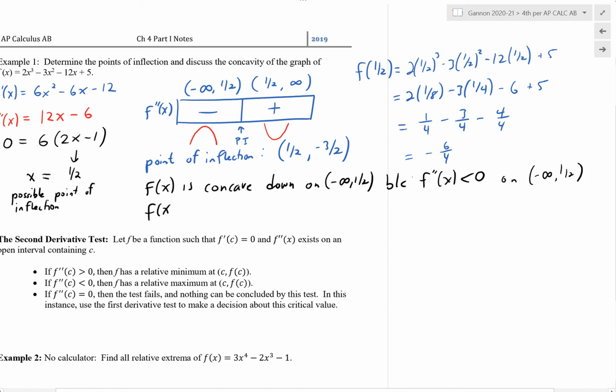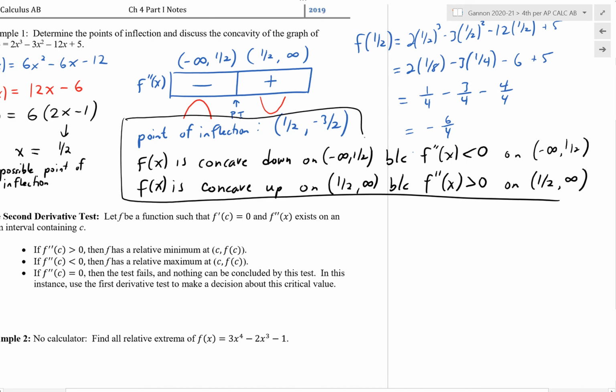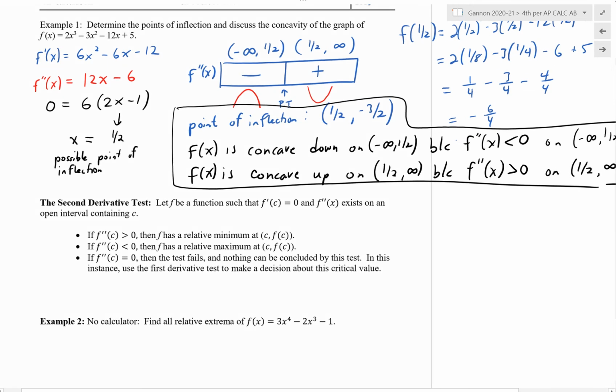We would then also be able to say that f of x is concave up on the interval 1/2 to infinity because the second derivative is greater than 0 on that interval. Oops, it's supposed to be positive 1/2 to infinity. So we identified the point of inflection. We discussed concavity of the function. Again, there's always going to be that connection between the second derivative and points of inflection and concavity of the function.